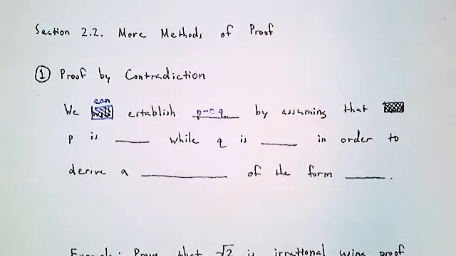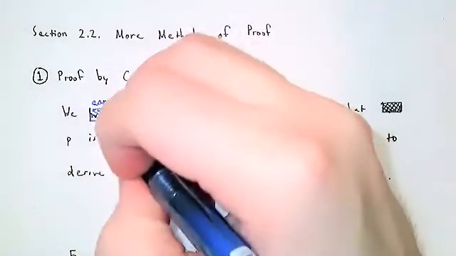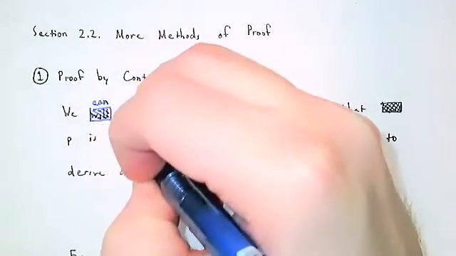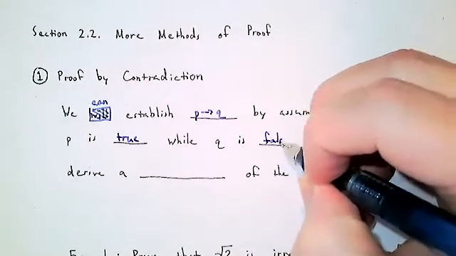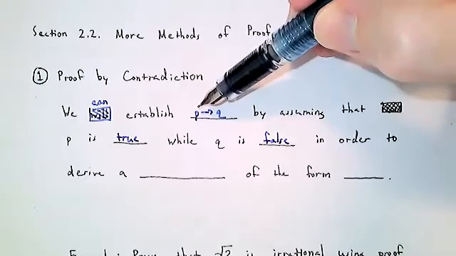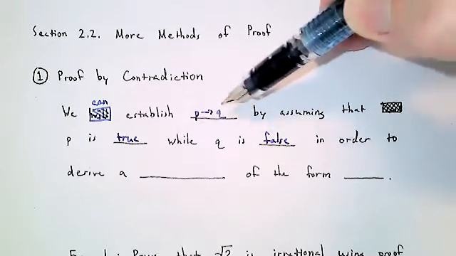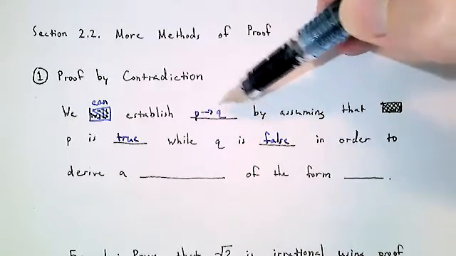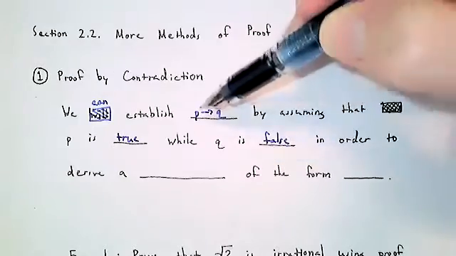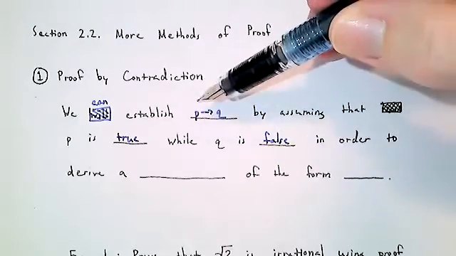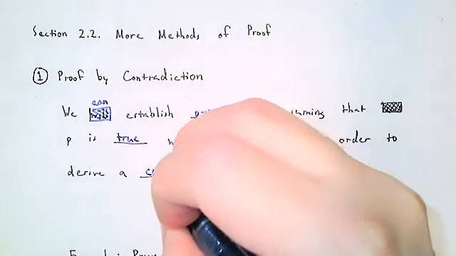P implies Q by assuming that P is a true statement, a true proposition, while Q is a false proposition. And remember that when P is true and Q is false, the conditional statement as an overall proposition is false. So what we need to do in order to show that this can't be false is to find some sort of contradiction, something that goes wrong.